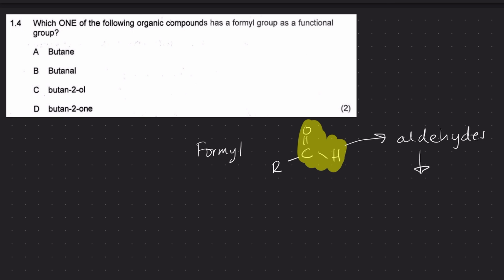And we know that aldehydes have a suffix of -al. So all we need to do is find the one that ends in -al. So butane, no, butanal. My answer is B.